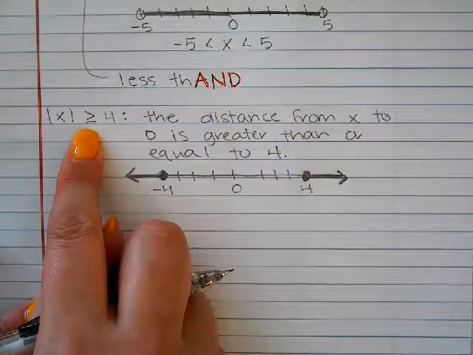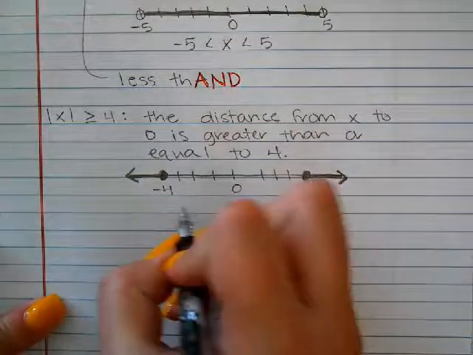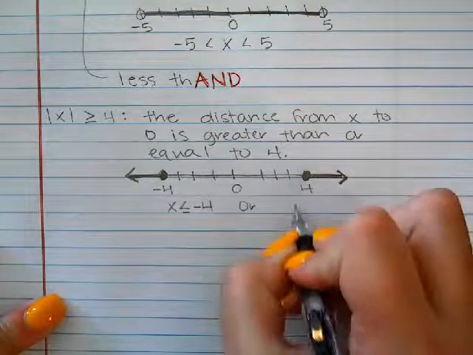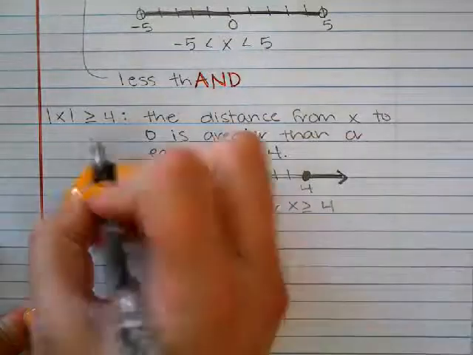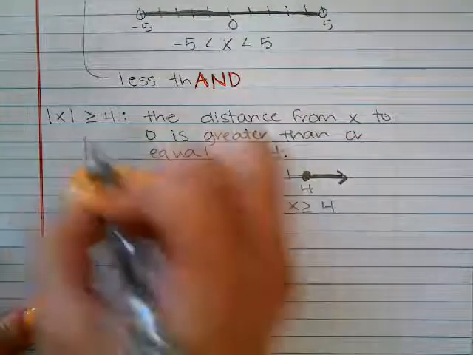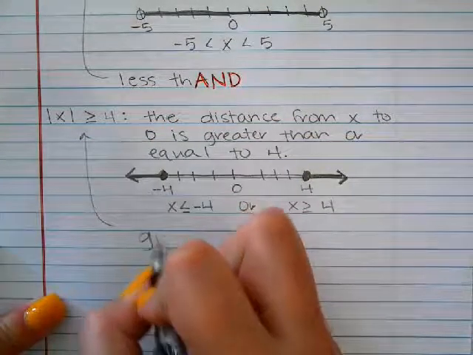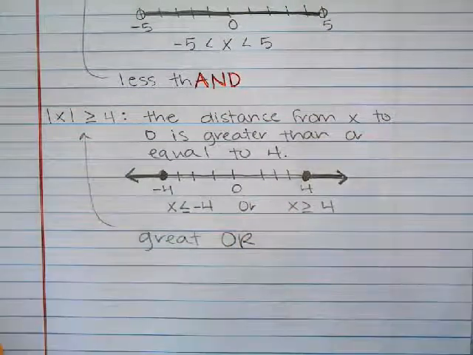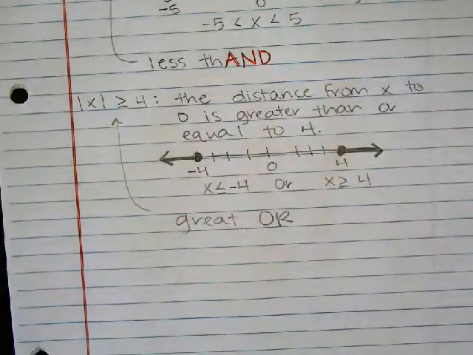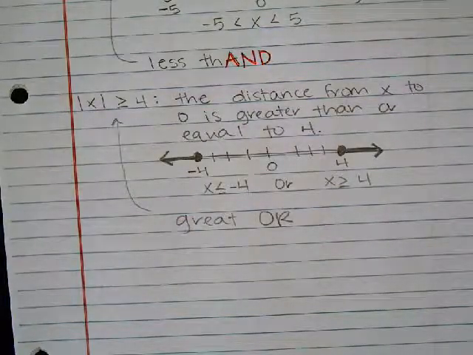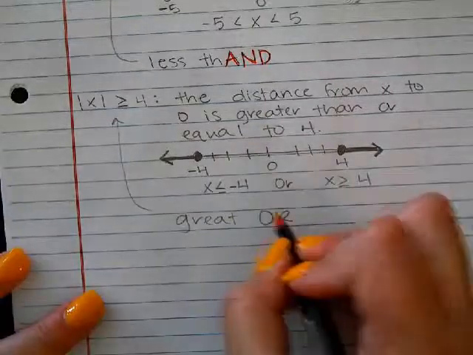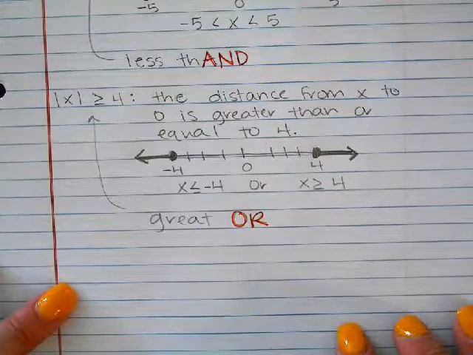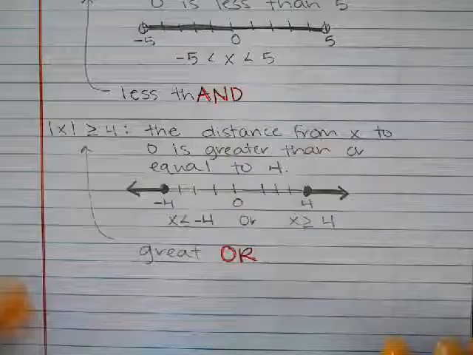Greater, okay? So when I write this, I'm going to say x is less than or equal to -4, or x is greater than or equal to 4. Now, this symbol we call "greater or." You guys get it? Greater or. Less than: it's between one number and another number. Greater: it's one answer or another answer. Greater, less than. Get it? Those are my little tricks for you today.